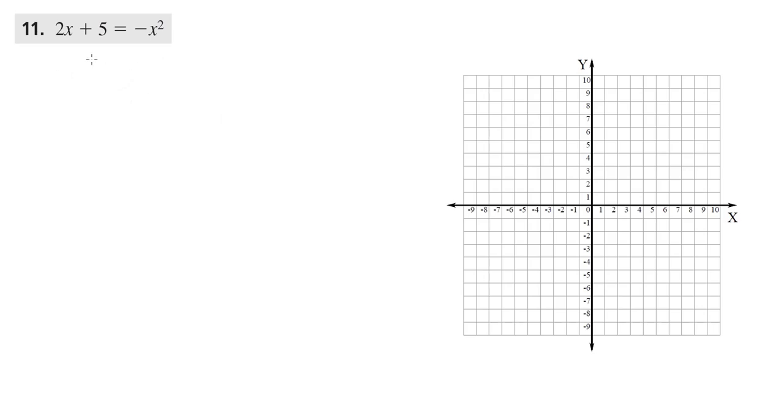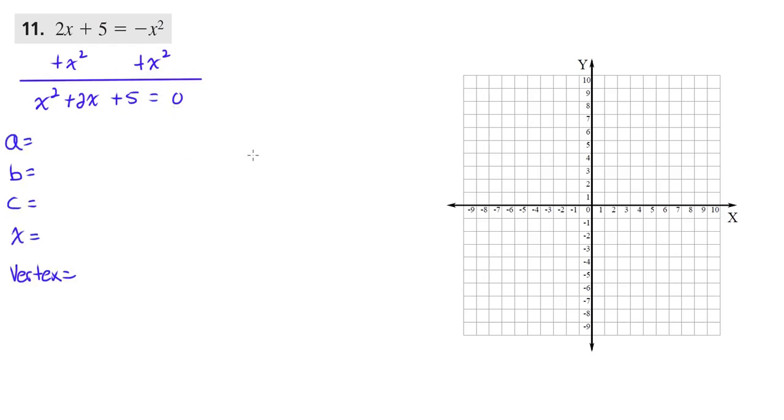All right, last problem. Go ahead and pause the video, work this problem out, and come back and see if you got it right. All right, once again, we want to set this equation equal to 0, so we're going to add x squared to both sides. And this gives us x squared plus 2x plus 5 equals 0.